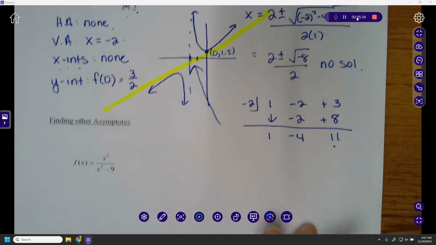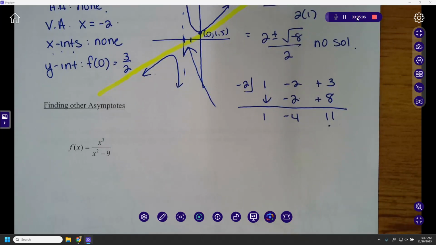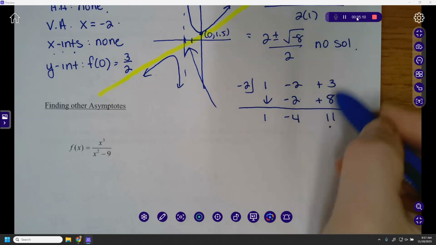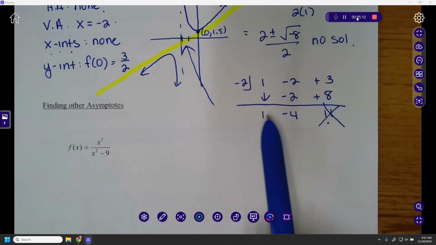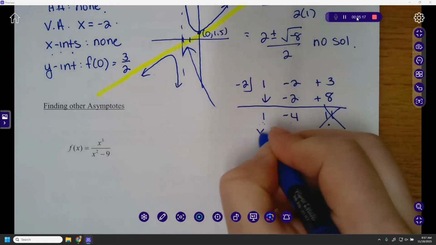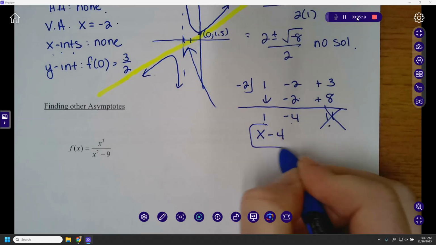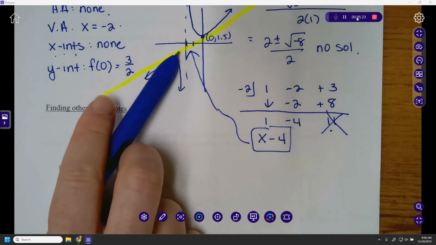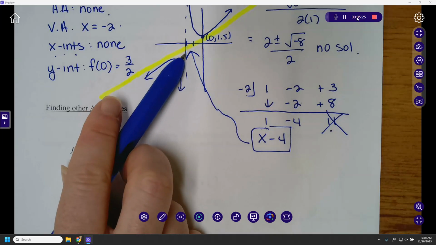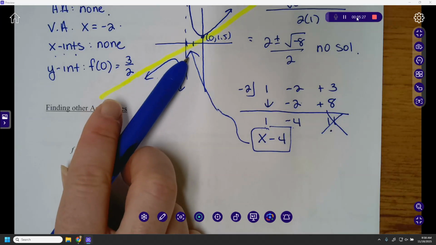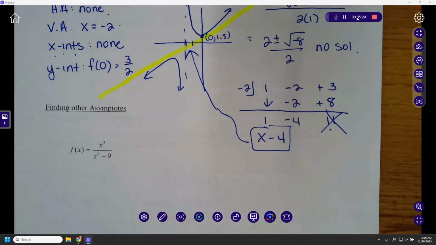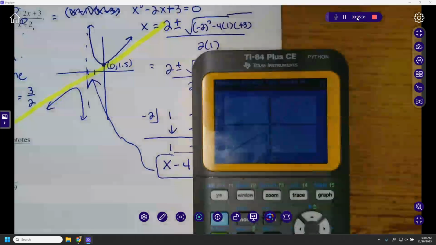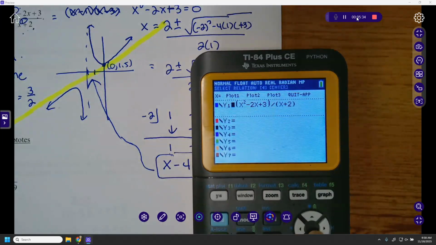Because this is end behavior, the remainder is so little, when we get to the ends of the function, it doesn't matter. So we cross this off, and what we have left is the line x minus 4. If I would graph the line x minus 4, you would see that it's the equation for this slant right here. So it's basically the division without the remainder in there. While you're writing that down, I'm going to go ahead and plot it on here so you can see it.